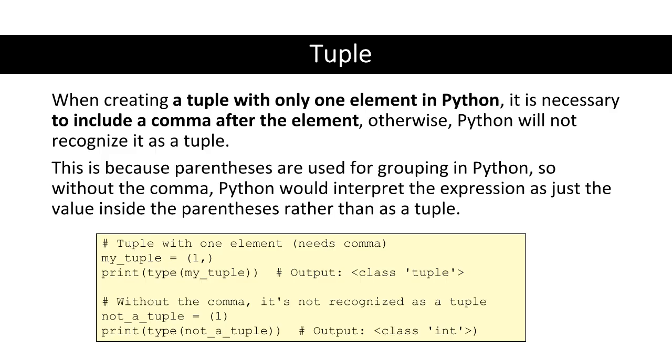This example shows an important concept. First, my_tuple equals (1,). The comma is required. This tells Python that this is a tuple. So, print(type(my_tuple)), output: class tuple. Now look at not_a_tuple equals (1). There is no comma, so Python treats this as an integer, not a tuple. So, print(type(not_a_tuple)), output: class int. The key idea: a single element tuple must include a comma.